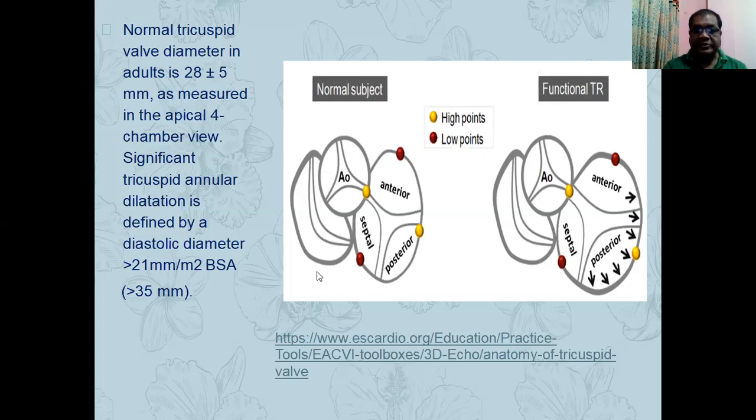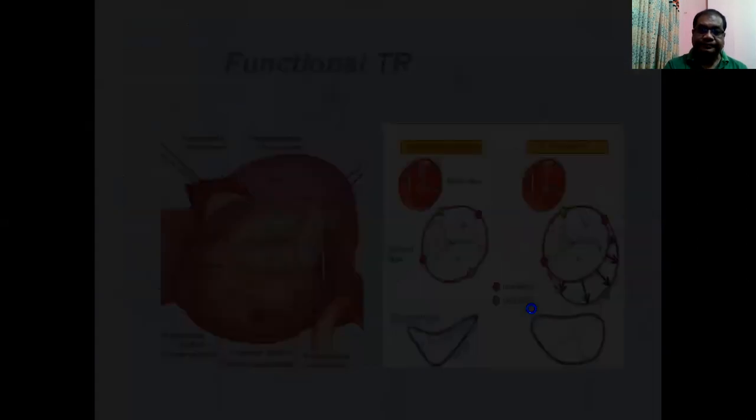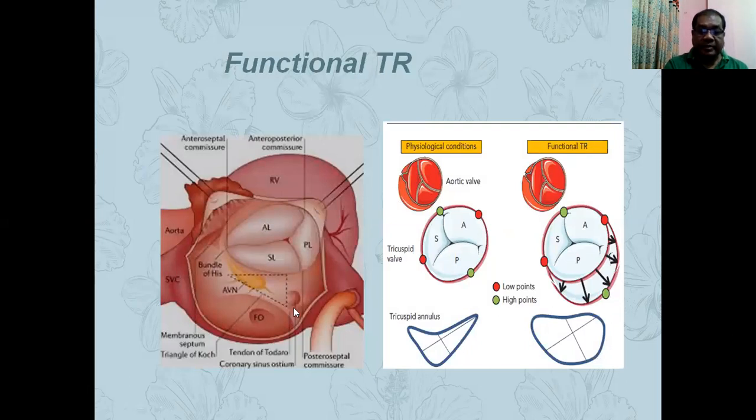And you see in this position, there are the anterior, posterior, and the septal leaflet, and there are high points and low points of attachment. These are the two yellow colored high points where the valve annulus is at the highest position towards the atrium, and this is the lowest point. It moves towards the ventricle. So these are the two lowest points, and whenever there is dilatation of the tricuspid valve, it occurs mainly on the anterior and the posterior leaflet. The septal leaflet is least affected in case of functional tricuspid regurgitation. So this is the normal anatomical picture.